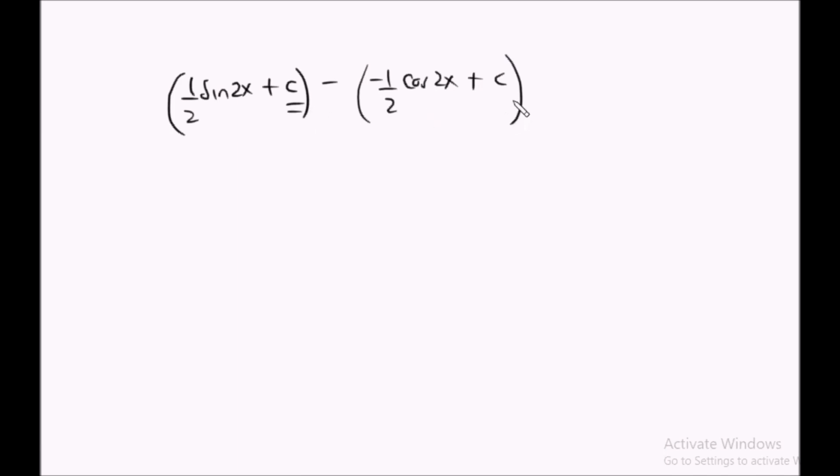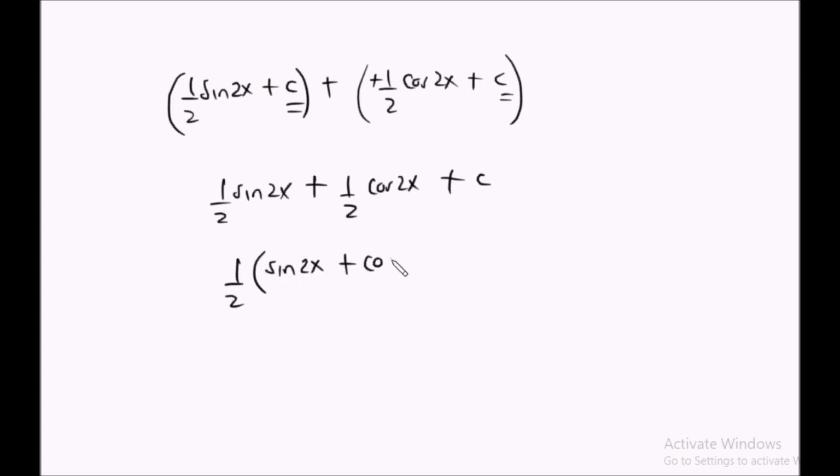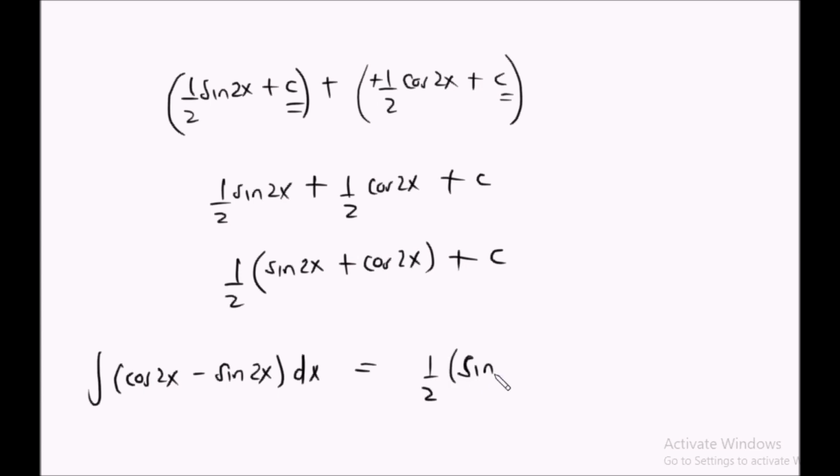So hizi c tutaziweka mwishoni, don't worry. So negative na negative is just positive, so tunakuja kupata 1 over 2 sin 2x plus 1 over 2 cos 2x. So c tunaweka mwishoni. So I can factor out 1 over 2 there, tubaki na sin 2x plus cos 2x plus c. So figured now, niki-integrate kumbe cos 2x minus sin 2x with respect to x, jibu langu la mwisho litakuwa ni 1 over 2 times sin 2x plus cos 2x plus c. So you can see sijachakachua, ni apply formula rahisi.